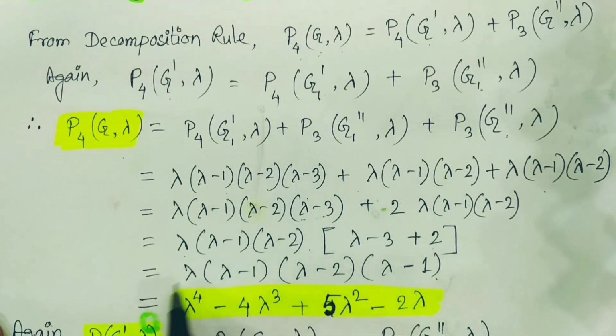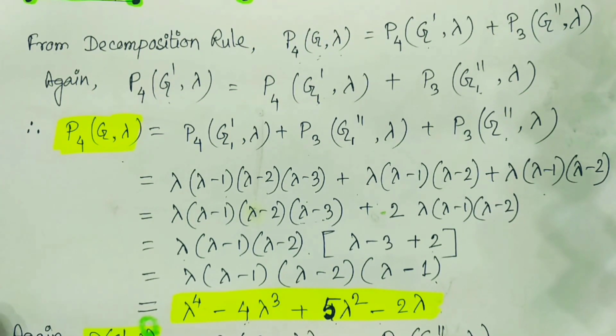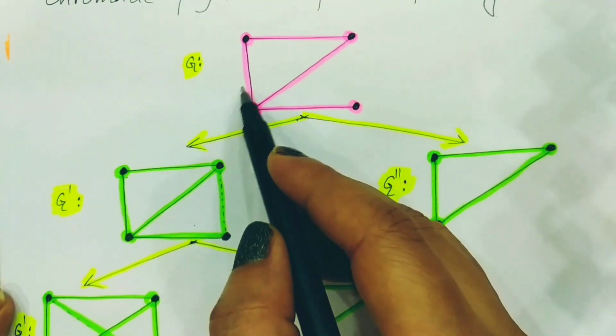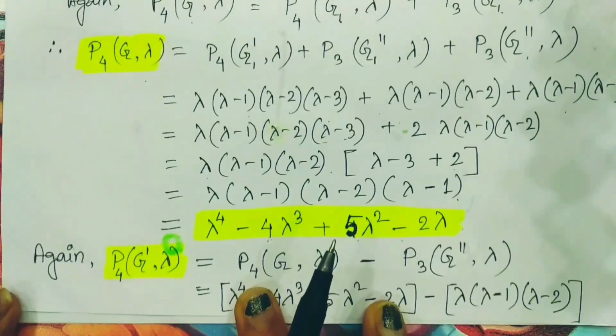If we multiply all those, then we will find out lambda to the power 4 minus 4 into lambda cube plus 5 into lambda square minus 2 lambda, which is the chromatic polynomial for the given graph. We can verify whether this is the chromatic polynomial or not. We know that this coefficient will verify how many edges are in the given graph. Here it is 4. In our given graph, let us count how many edges are given. It is 1, 2, 3 and 4. So it is true, and this one is the chromatic polynomial.